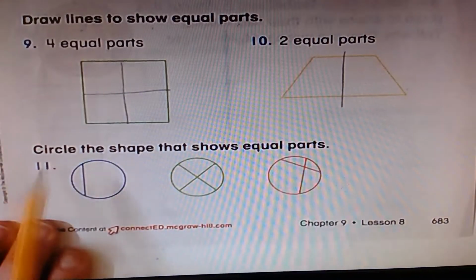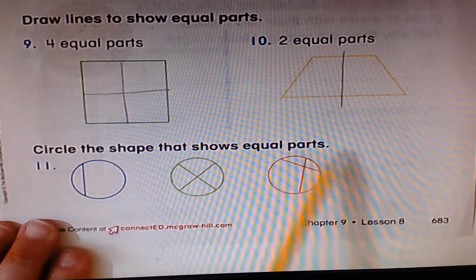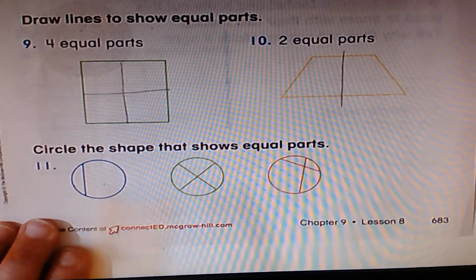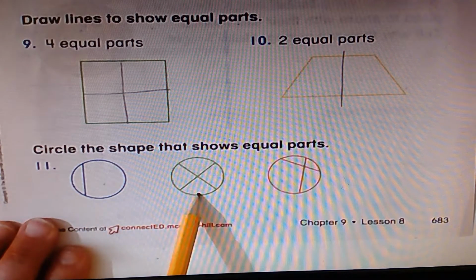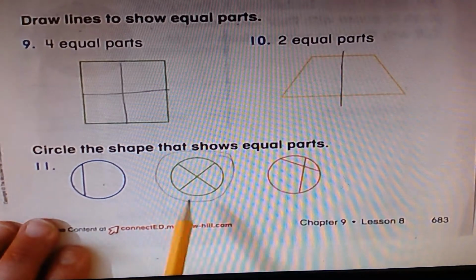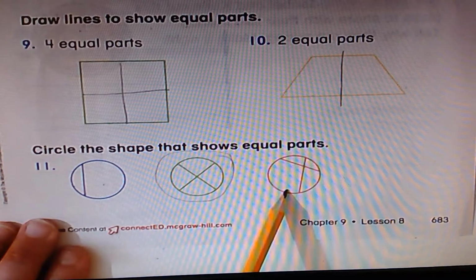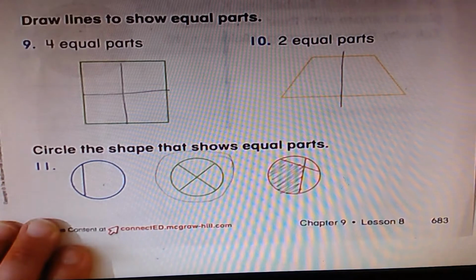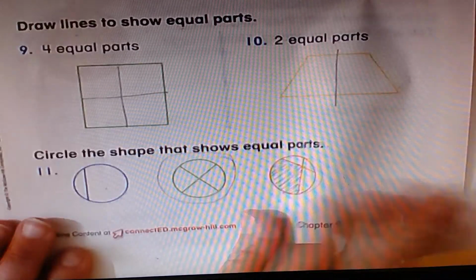Now, circle the shape that shows equal parts. Is this one equal? No way, these are not the same size and the same shape. How about these ones? Yes, those are all the same size and the same shape. What about this one? No way, this one is really big. Okay, that's definitely not equal. Turn to the back.